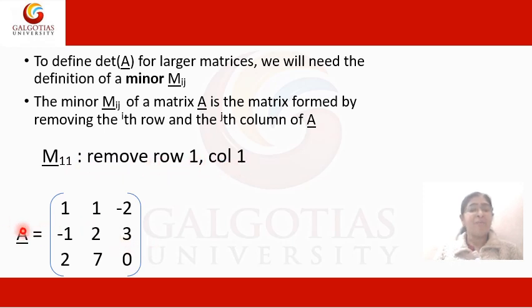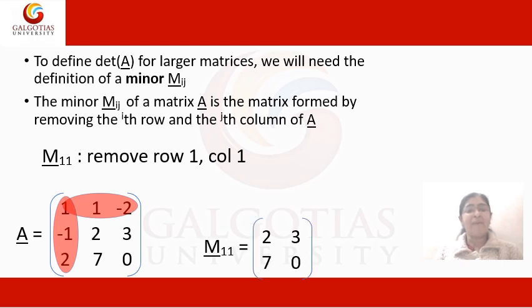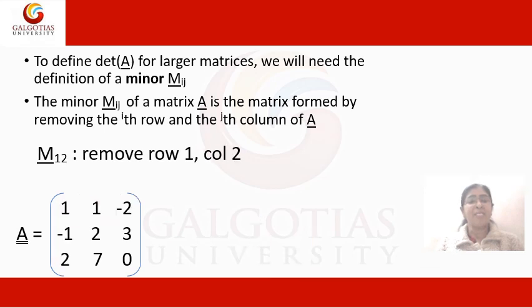So if this is the matrix, if I remove the first row and first column, then the remaining entries are said to be minor M11. This is minor M11. So you can see that minor M11 is a matrix having entries 2, 3, 7, 0.